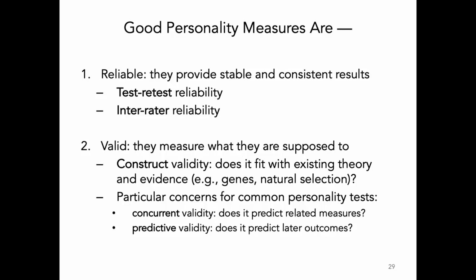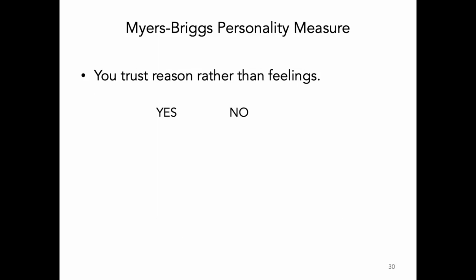Here's an example from the Myers-Briggs Personality Inventory. The question is, you trust reason rather than feelings, and you get to indicate yes or no.